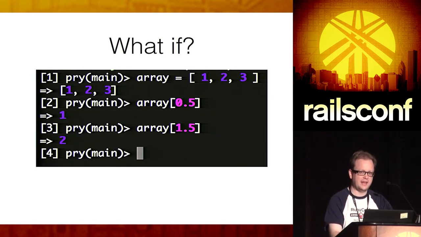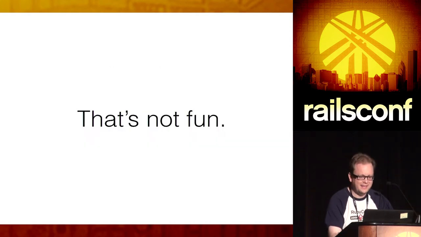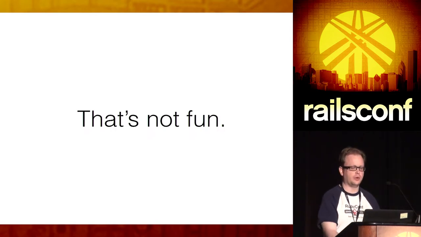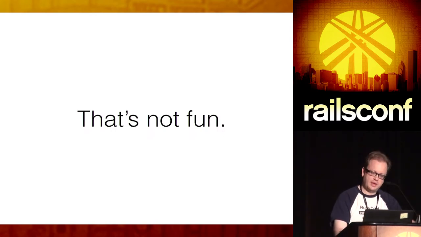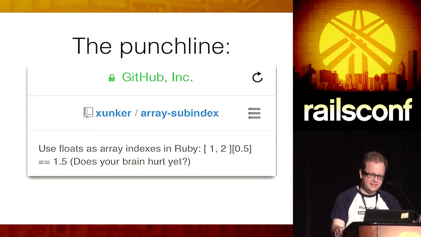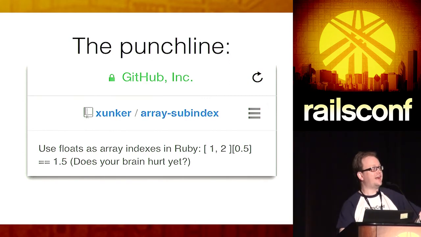When you use an array index numerically, Ruby calls absolute on it, so 0.5 becomes 0, 1.5 becomes 1, and that's not really fun. That's not our joke. So I decided I need to come up with a better punchline than this. This is a gem called array sub index, and what it does is it allows you to use floats as array indexes. Sounds like a great idea, doesn't it?